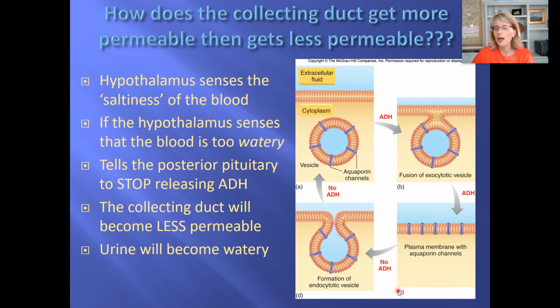If anti-diuretic hormone goes away, then those aquaporins go away. And at this moment, that collecting duct is just acting like a completely plastic tube. Water is trapped inside, and you make a very watery urine.